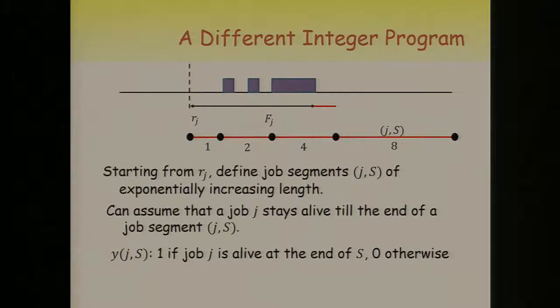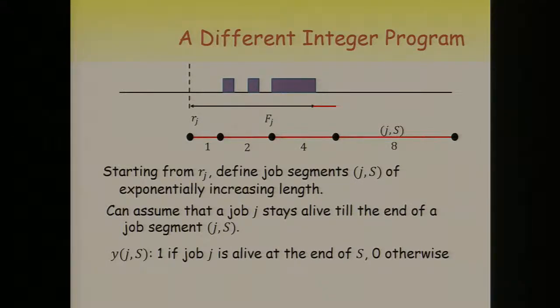Segments are of exponential lengths. They start one after the other: 1, then 2, then 4. If you measure from here, this will be 1 plus 2, 1 plus 2 plus 4, and so on. 0 is at r_j, the release time of the job. For different jobs, the 0 is different, and that will be critical for how the segments synchronize. I will come to that. But let's write it like this.